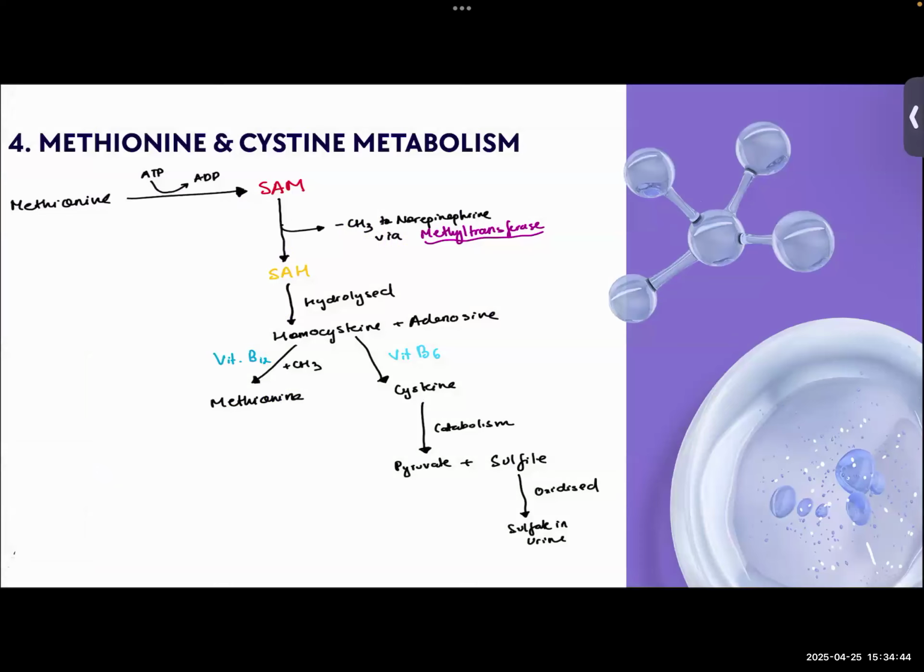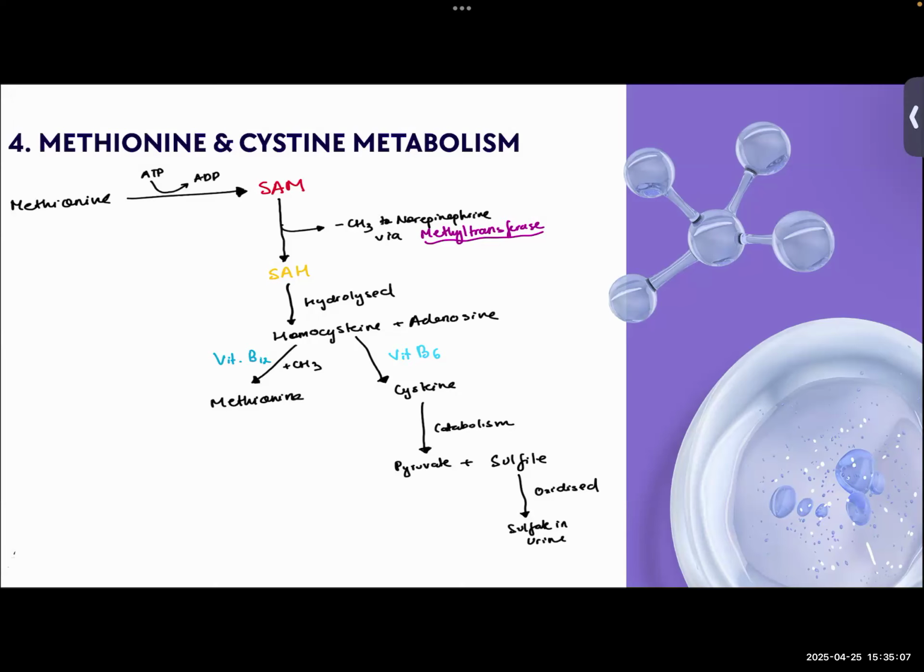This pathway is probably the longest one. That's why I drew it out for you. But I've also written everything down on the next slide, so you don't need to worry about it. Methionine and cysteine metabolism. So basically what happens is you have this amino acid methionine, and it's converted into SAM. SAM is S-adenosyl methionine. And for this reaction, you require an ATP to be used.